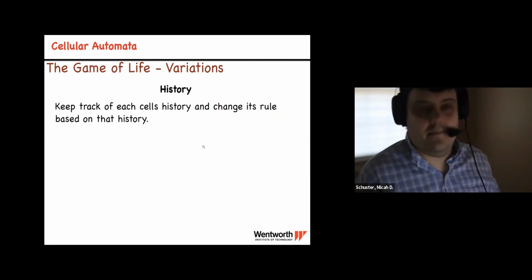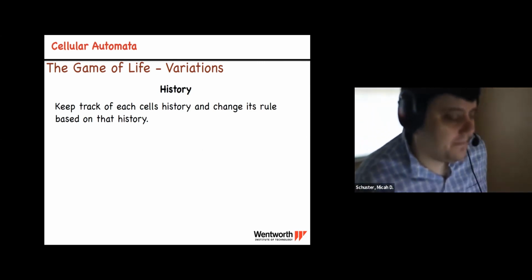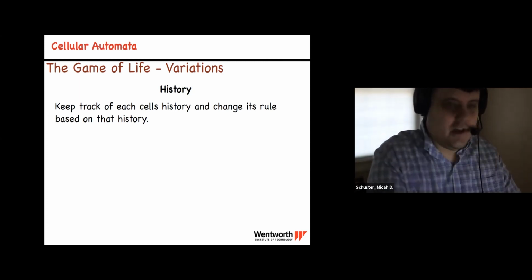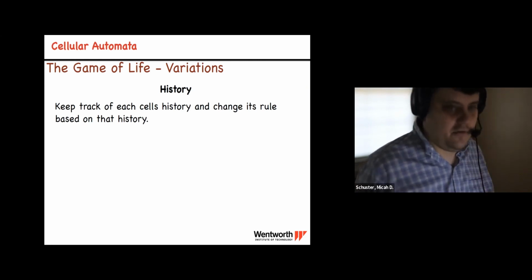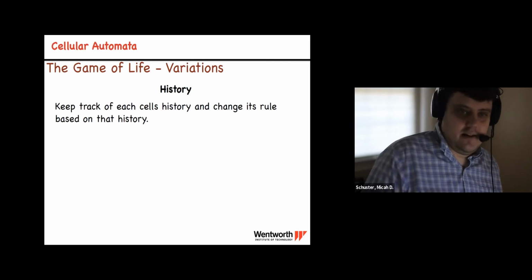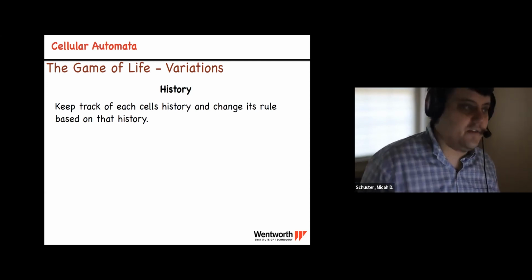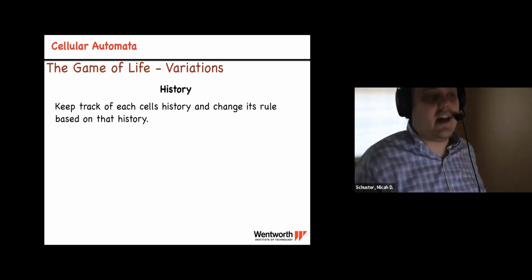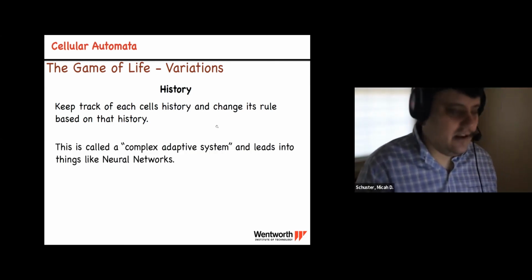Things like a history. Maybe if a cell has been dead for a long time, maybe it has a higher chance of coming back to life, and you modify those sort of probabilistic rules based on a history. So you keep track of a history for each cell. Maybe you keep track of the previous 10 generations of a cell. And if it's been alive a lot, maybe it'll stay dead for longer in the future, or vice versa. If it's been alive recently, maybe it has a higher chance of going back to life. So there's a lot of interesting things you can add to make this even more interesting.